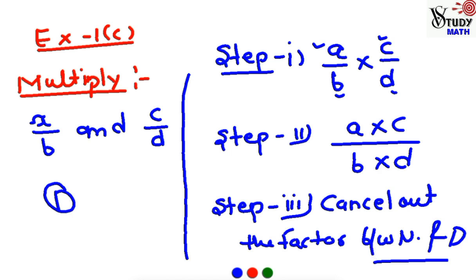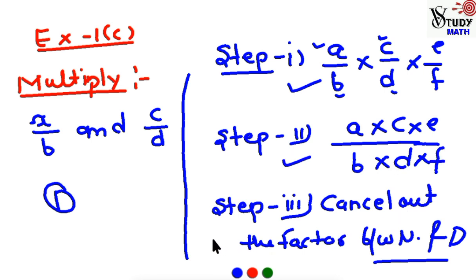So this is the concept: how can you multiply two rational numbers? And if we have three rational numbers, if we have e upon f, then the basic concept remains the same. In the first step we write it this way. In the second step, all numerators will multiply each other and all denominators will multiply each other. Then in the third step we have to cancel out the common factor from numerator and denominator. Is it clear to everyone? Yeah, good. Now come to question number 2.